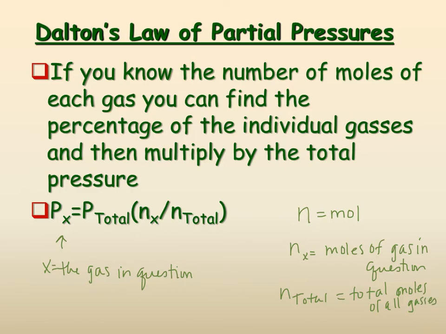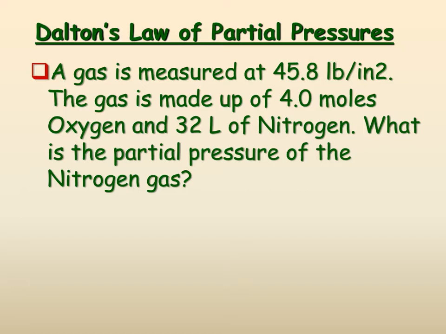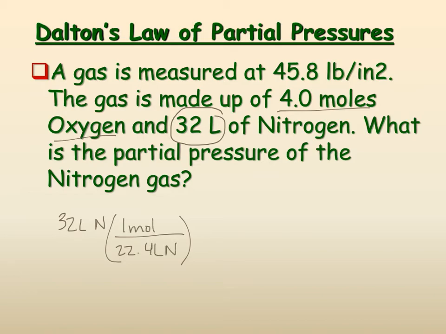Okay, so let's see a problem like this. The pressure of the gas is measured at 45.8 pounds per inch squared. The gas is made up of 4.0 moles of oxygen and 32 liters of nitrogen. What is the partial pressure of the nitrogen gas? I don't have any information about the pressures of my two gases, but I do have enough information to know the moles of both. Oxygen is given to me: I have 4 moles of oxygen. But for nitrogen I am given a volume, which I now know how to convert to moles. So if it's 32 liters of nitrogen, there's 22.4 liters of nitrogen in 1 mole. Nitrogen would be diatomic, but that doesn't matter here; diatomic only affects your molar mass.